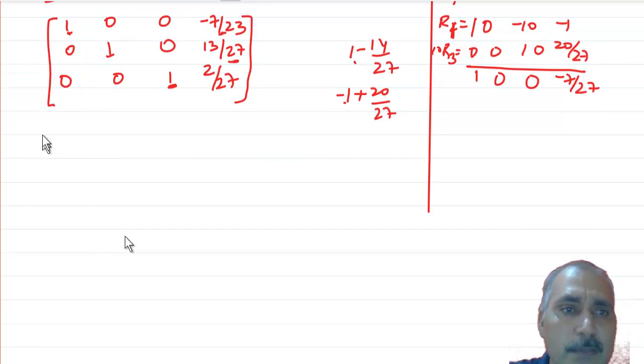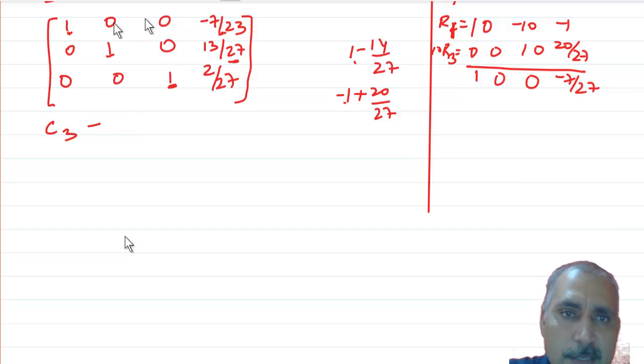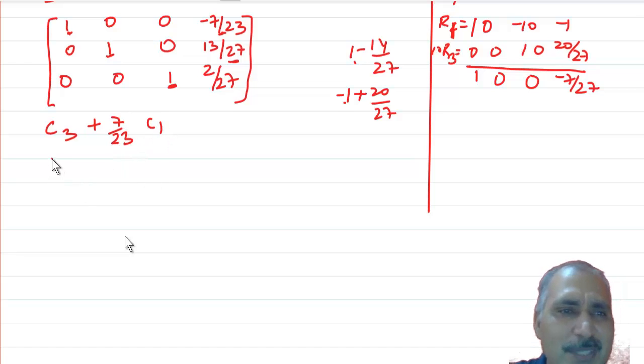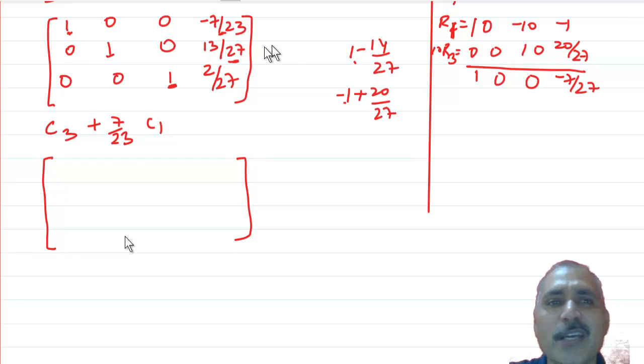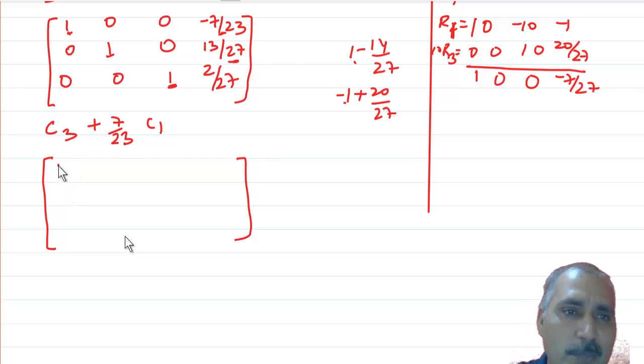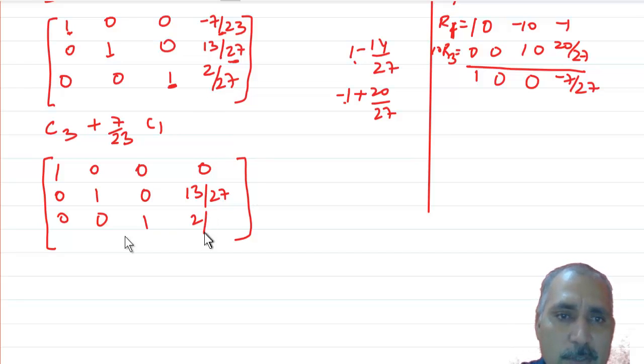So here the first operation, we will be changing this one first. C3 minus, these are of opposite signs, so we will make it plus 7 by 27 times of C1. So here there is no need to do all the calculation because we know the other elements are 0, so they are not going to have impact on this one. So it is going to be 1, 0, 0, 0, 1, 0, 0, 0, 1, and this element will become 0. So 0, 13 upon 27 and 2 upon 27.